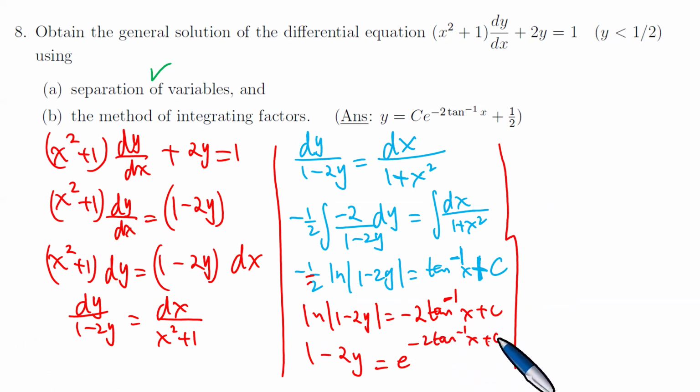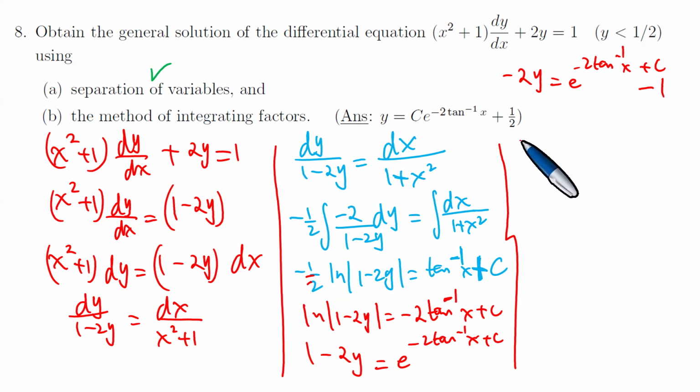So you have this one here plus c, like that. Okay, so you exponentiate like that. You move the minus 1, you divide by minus 2. Which is minus 1/2 e to the minus 2 arctan x plus c plus 1/2.